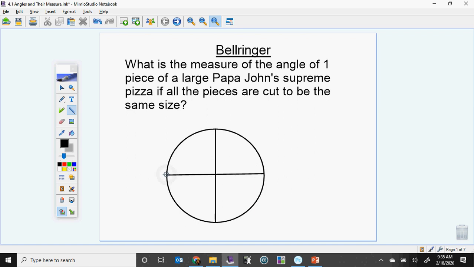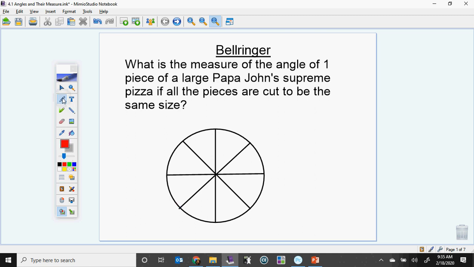So when the person cuts your pizza, they start off by cutting it in half, then they cut it in half the other way, and then they cut each one of those pieces in half, and then they cut each one of those pieces in half. And ultimately you end up on a large Papa John's, or large pizza for most people, with 8 total pieces.